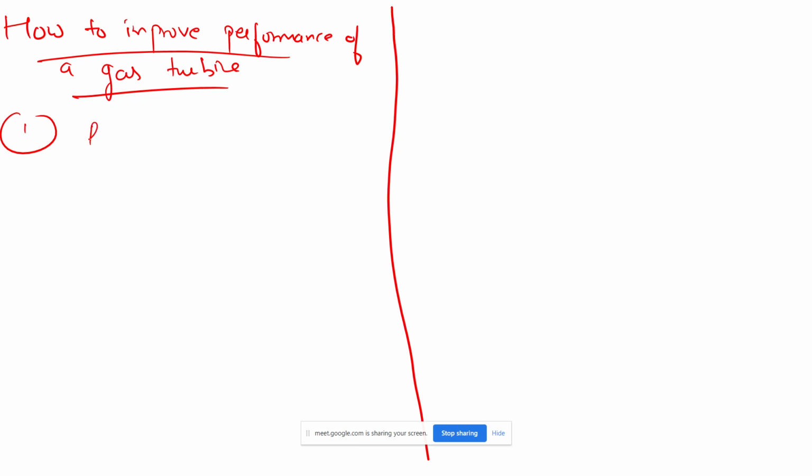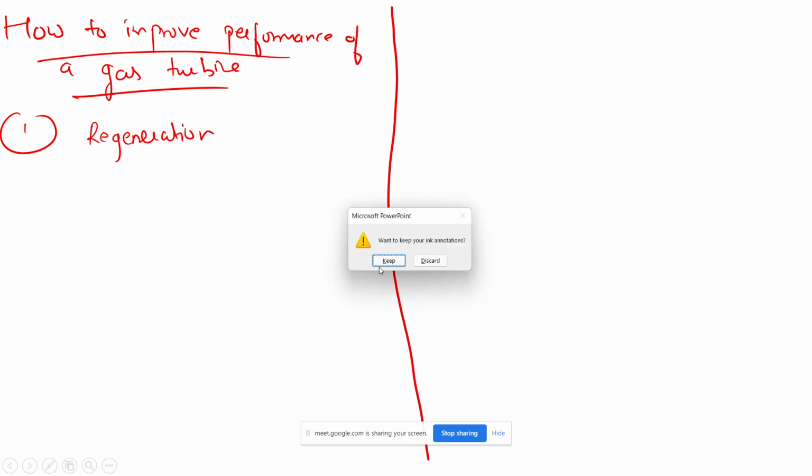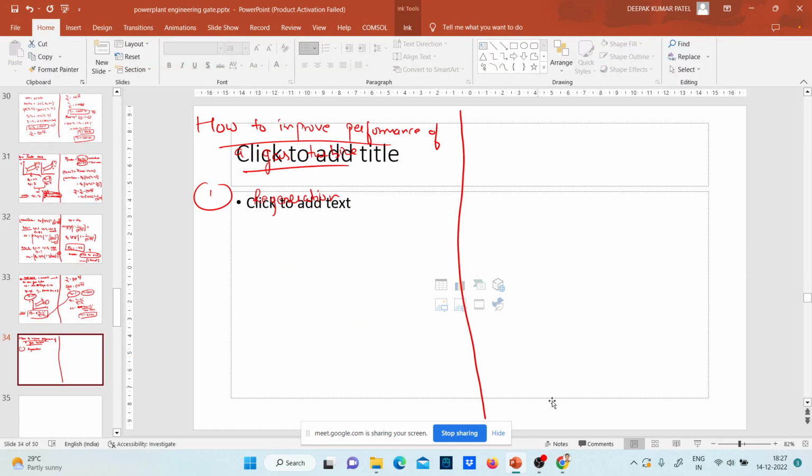First, by regeneration. Sir, it is not visible, sir. What, my screen is not visible? Yes, sir. Got it. Now it is visible, sir.